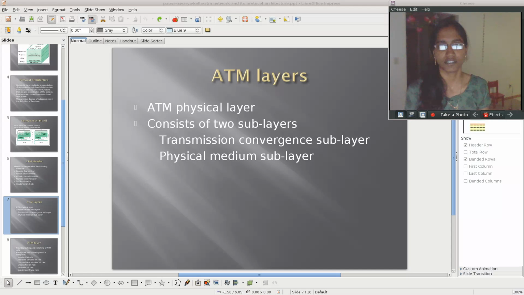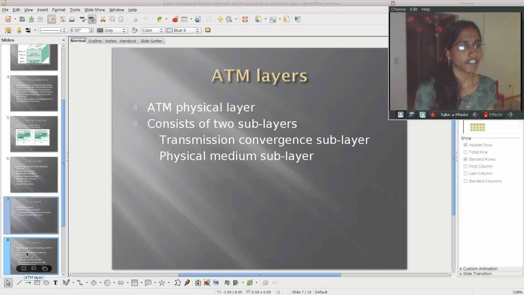These ATM cells are transmitted as a continuous stream of bits. If the receiver knows the start of the first cell, the next cell starts at multiples of 53, since the size of an ATM cell is 53 bytes. But the problem here is the identification of the first cell.